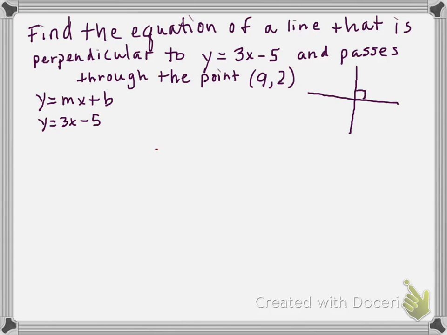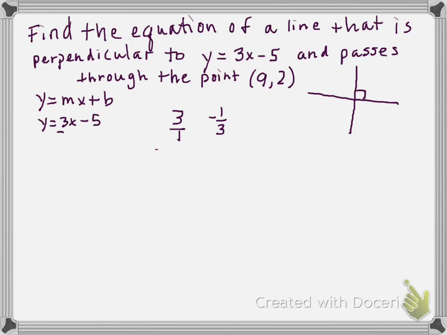To find a perpendicular line, you don't have the same slope, you have the opposite reciprocal slope. What that means is you take the slope, change the sign, and turn the fraction upside down. So with 3, the negative reciprocal is negative 1/3. We change the sign and put that as a fraction, then turn it upside down.